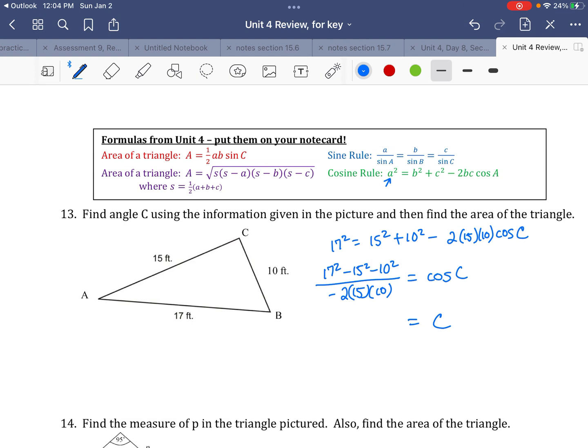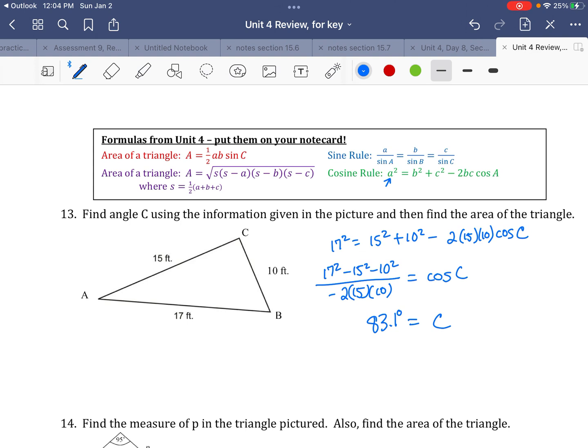So we're just going to have to put that in our calculator. I'm going to do second cosine of that yucky fraction, so inverse cosine of 17 squared minus 15 squared minus 10 squared over negative 2 times 15 times 10. Make sure my calculator is in degrees. And it comes out to 83.1 degrees.